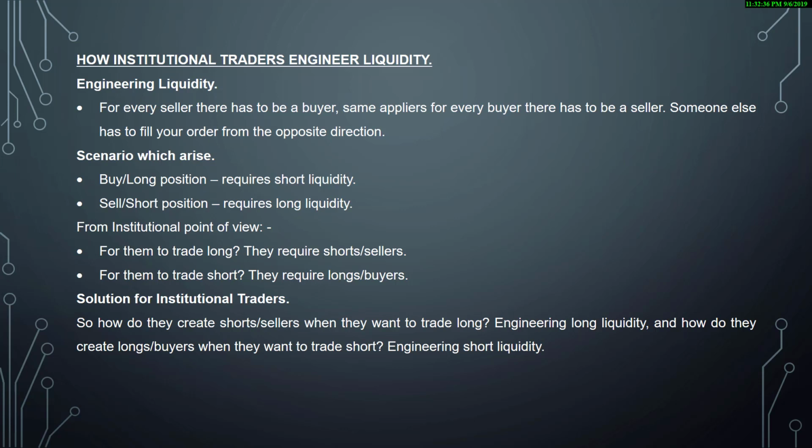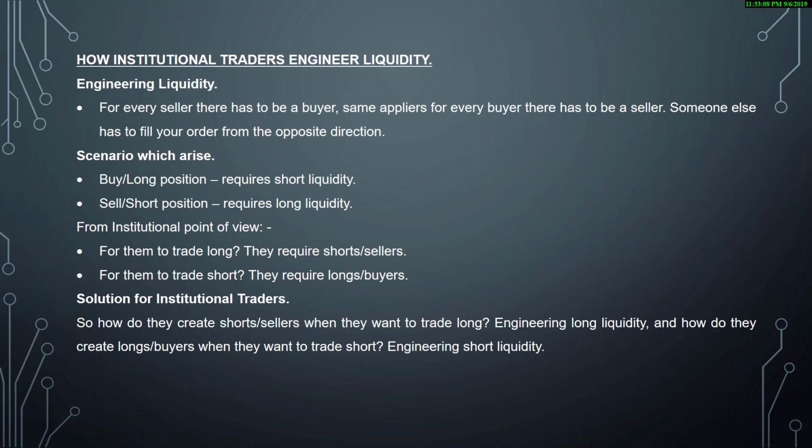When you're selling, someone has to buy. When you're buying, it means someone is selling, right? So this is the scenario which comes up now. For institutional traders to buy or to enter long positions, what do they need? They require most retail traders to be selling. They require short liquidity, right?